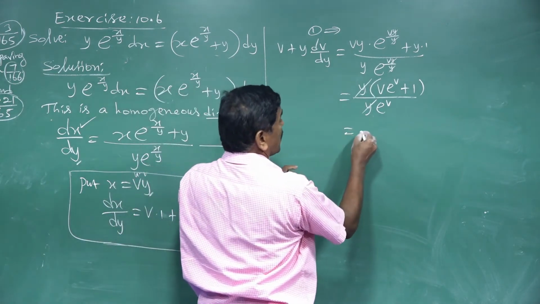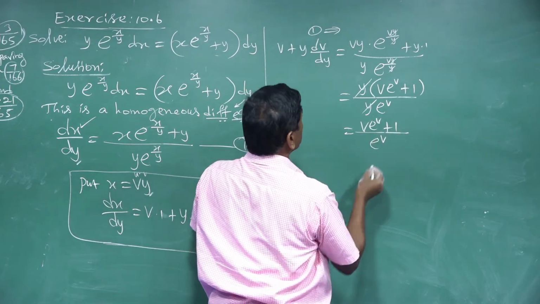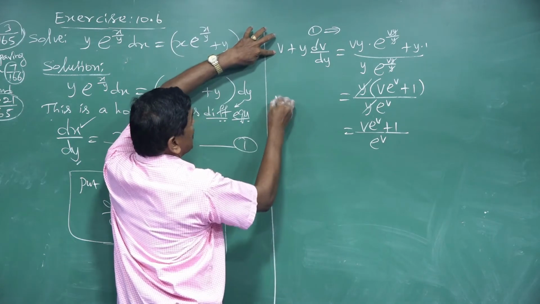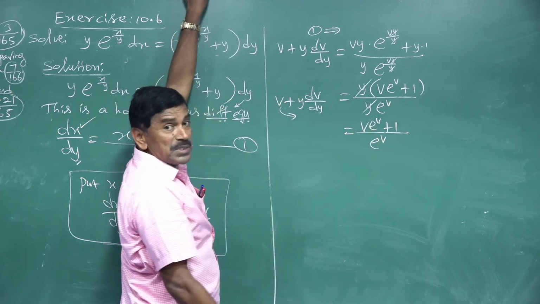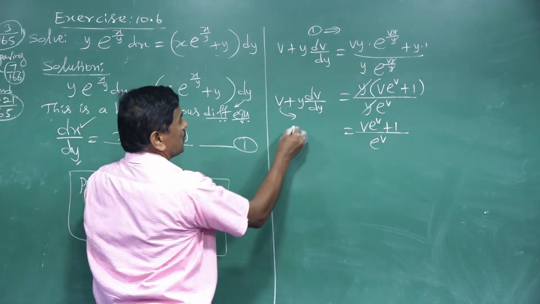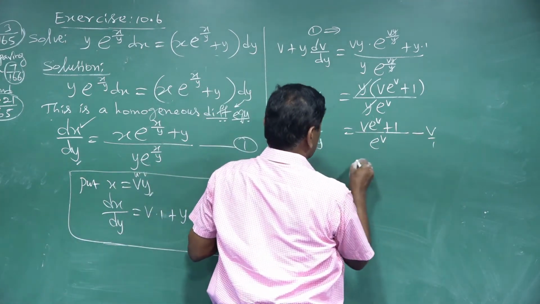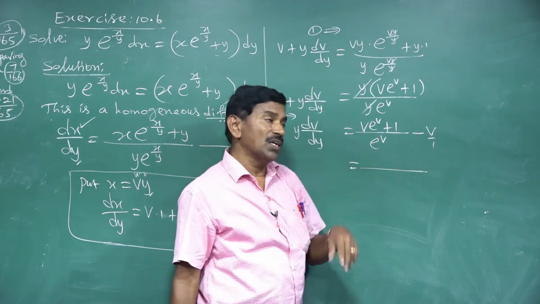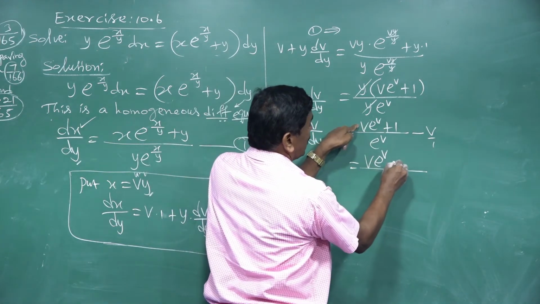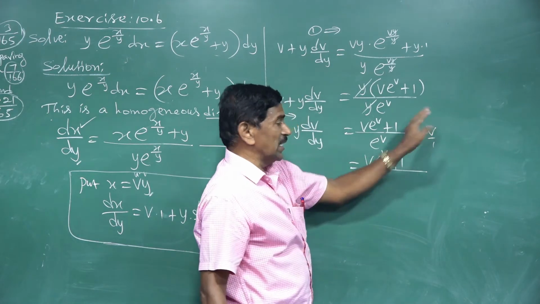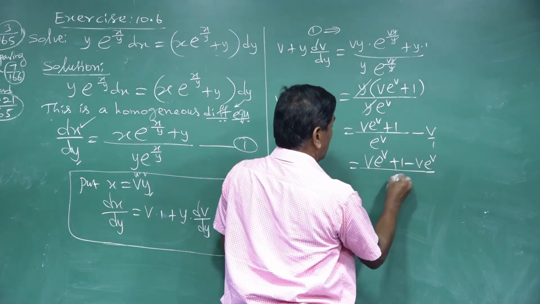Now write the remaining, which is equal to v into e power v plus 1 divided by e power v. The left hand side as it is, v plus y into dv by dy. Now this plus v goes to the right, becomes minus v. So write this second time as it is, y into dv by dy, which is equal to v into e power v plus 1 divided by e power v, minus v by 1. Now as usual, cross multiplication. 1 into the numerator, the same, that is v into e power v plus 1, and cross multiply this side: minus v into e power v, divided by e power v.